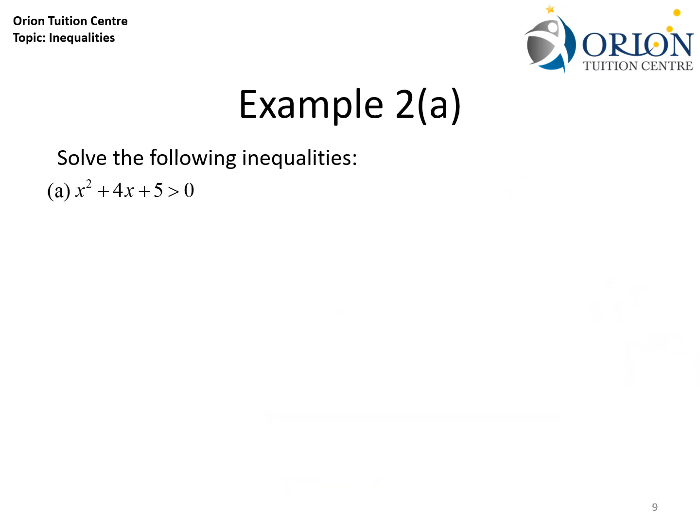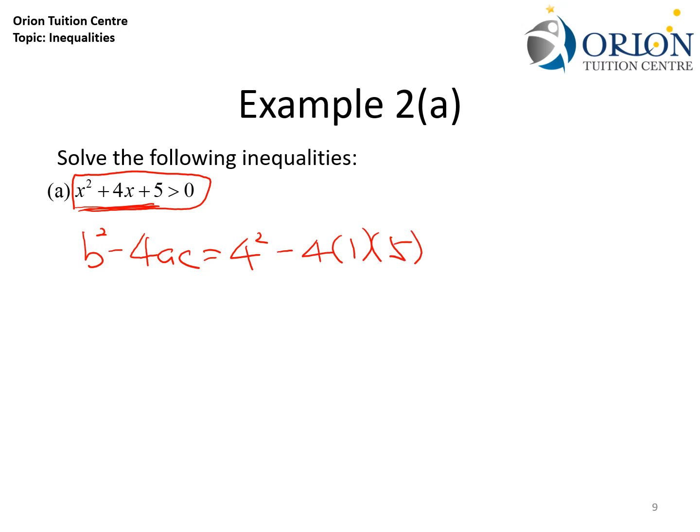In example 2a, we have a quadratic expression inequality. First, let's check if we can factorize this expression. And we notice that we cannot factorize this expression, and therefore we will have to check the b squared minus 4ac of this term over here. So b squared minus 4ac equals 4 squared minus 4 times 1 times 5, which gives us negative 4, which is less than 0.